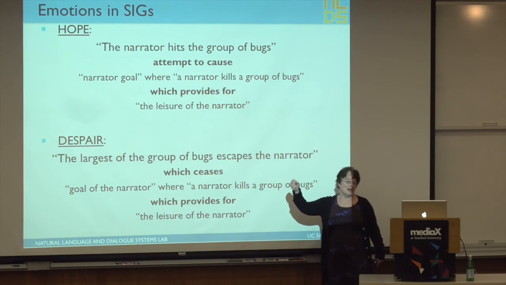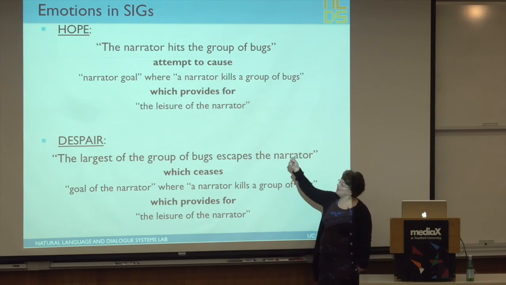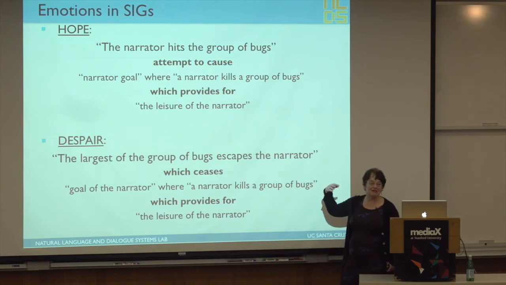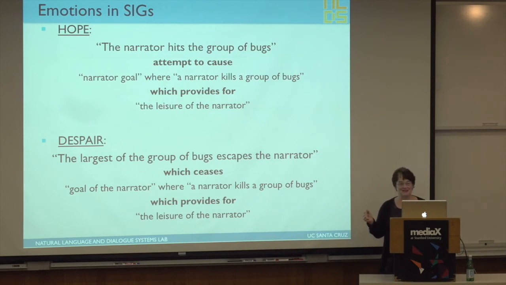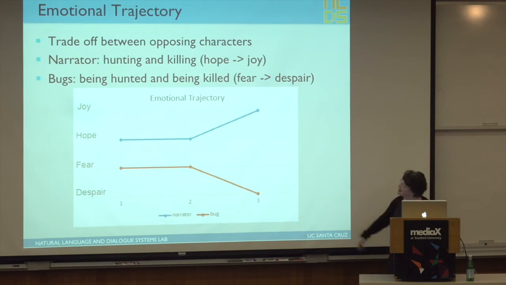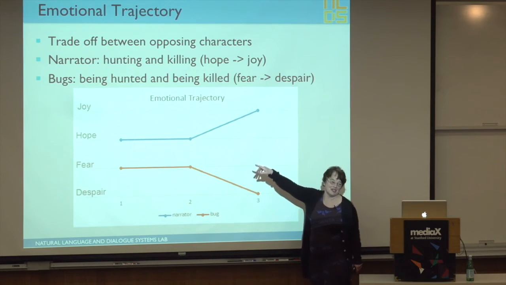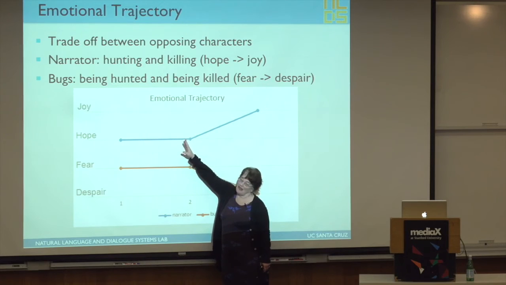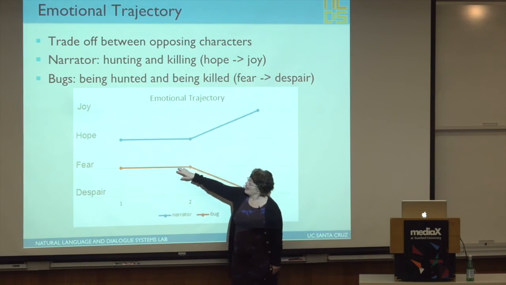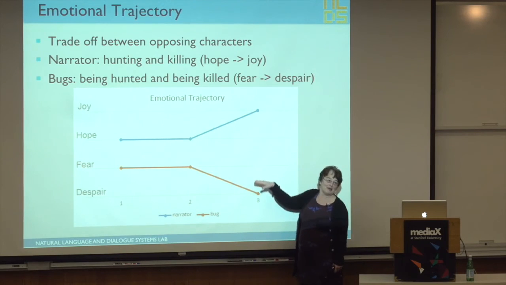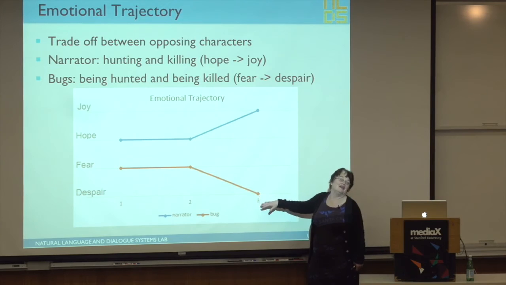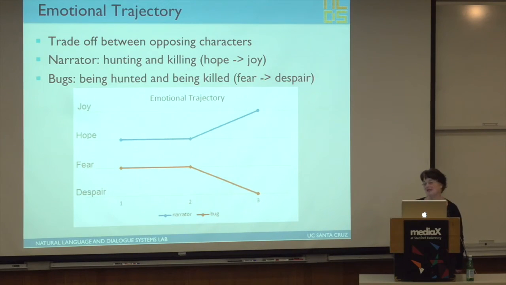They have a goal and they think they're going to be able to achieve it and that it's going to be good for them. So the narrator is kind of hopeful. But if you look at it from the perspective of the bug, if the bug knows that the narrator's got this rolled up newspaper and is trying to kill them, the bugs should be feeling despair, right? So you get this difference in the emotional state of the different characters, which you can infer from the underlying structure of the narrative, and you get differences in these emotional trajectories, where the narrator starts off being hopeful that he's going to kill these bugs, and the bugs feel fear that they're going to be killed. And then if the narrator succeeds, the narrator's very, very happy, but the bugs are obviously unhappy that they met their end.